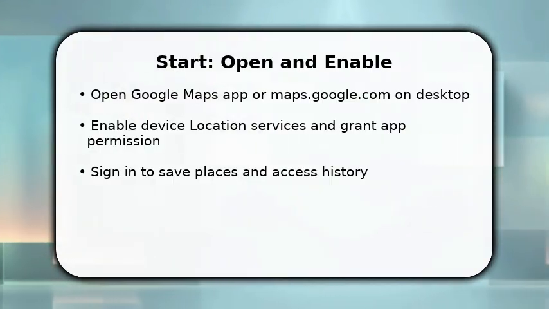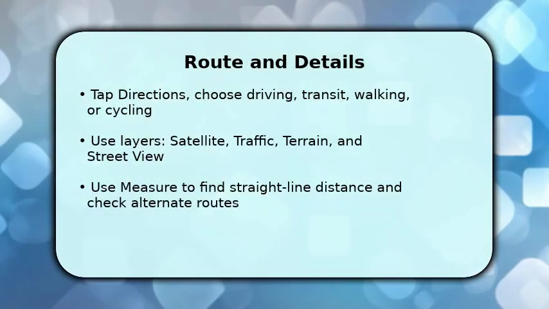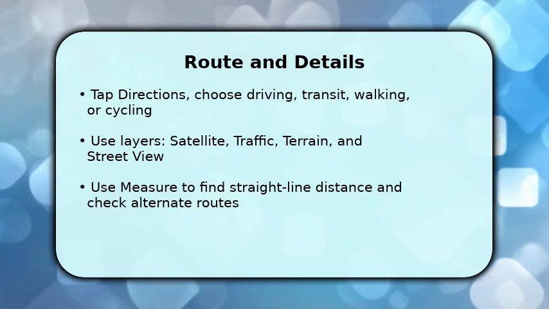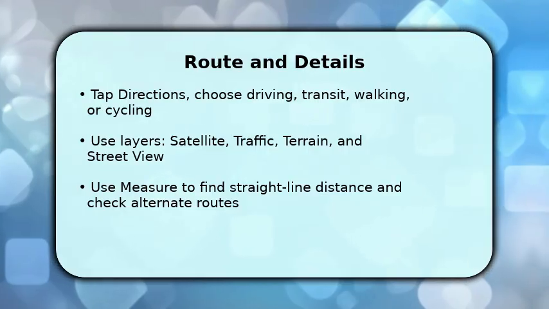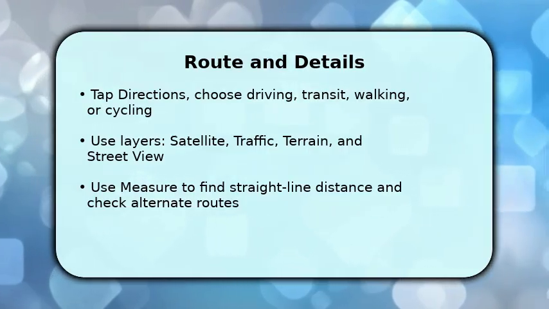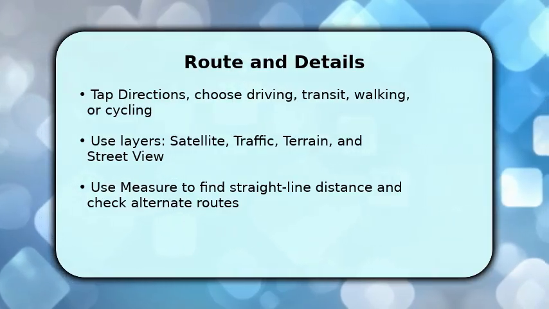Now zoom and position the map to confirm the exact spot before moving to directions. You pick directions to plan travel. Choose the mode, driving, transit, walking, or cycling, because each shows different routes and times. Once selected, compare alternate routes shown in gray versus the primary route in blue. Tap each to see turn-by-turn steps.